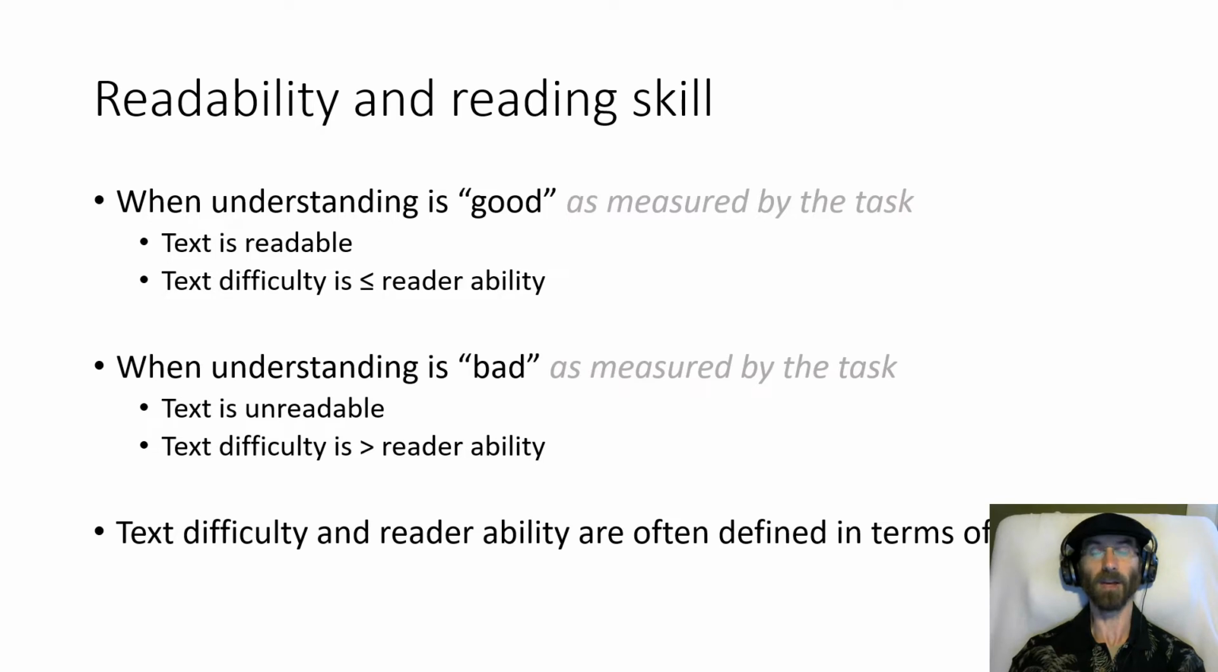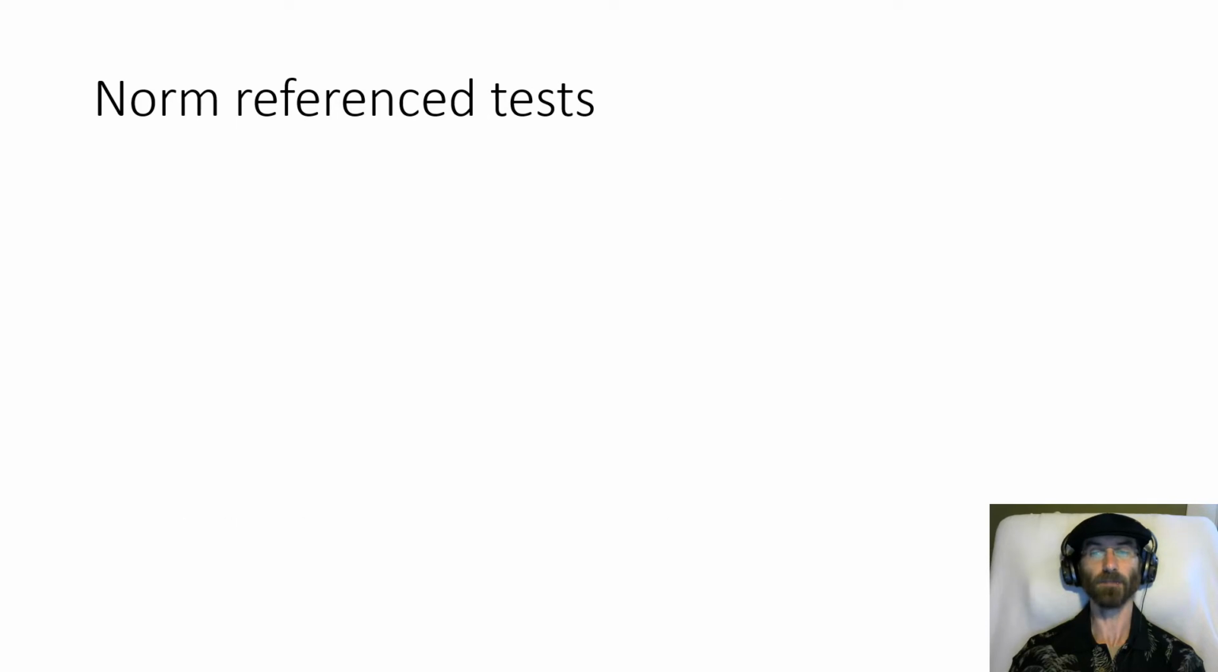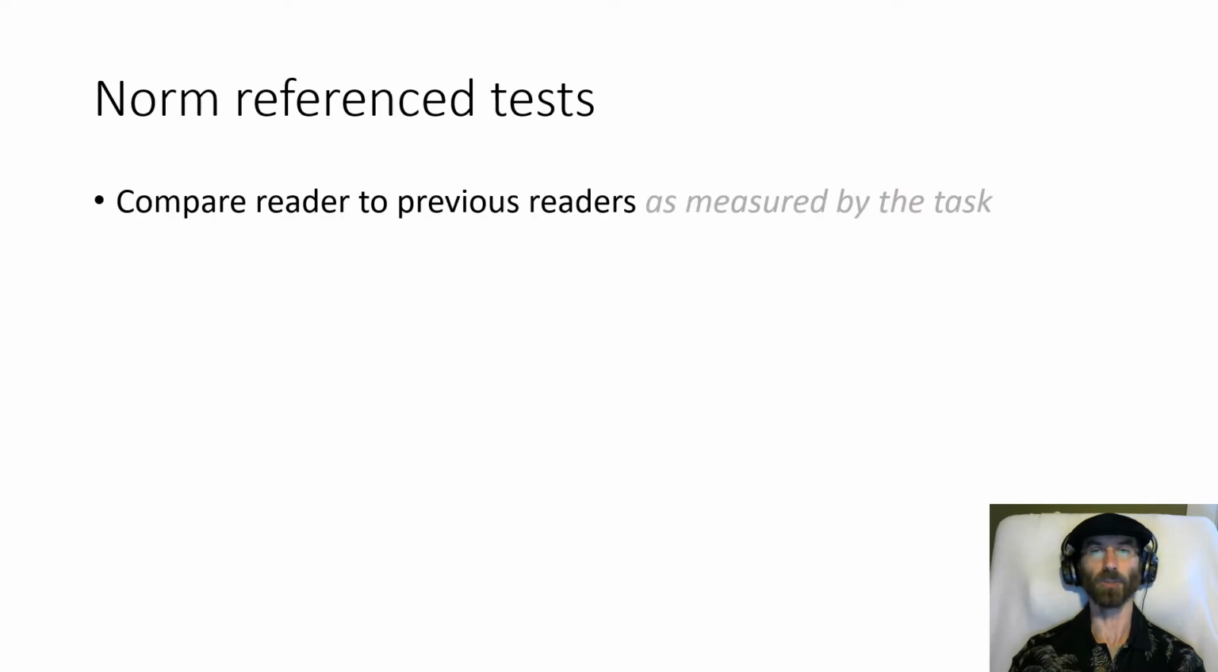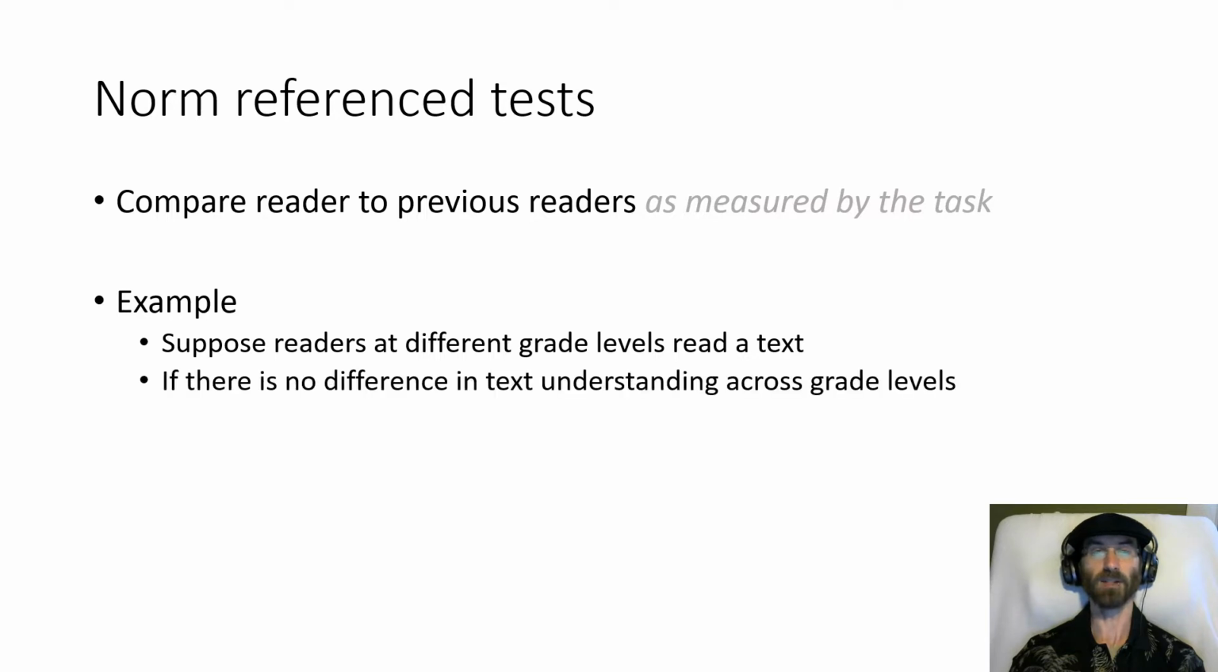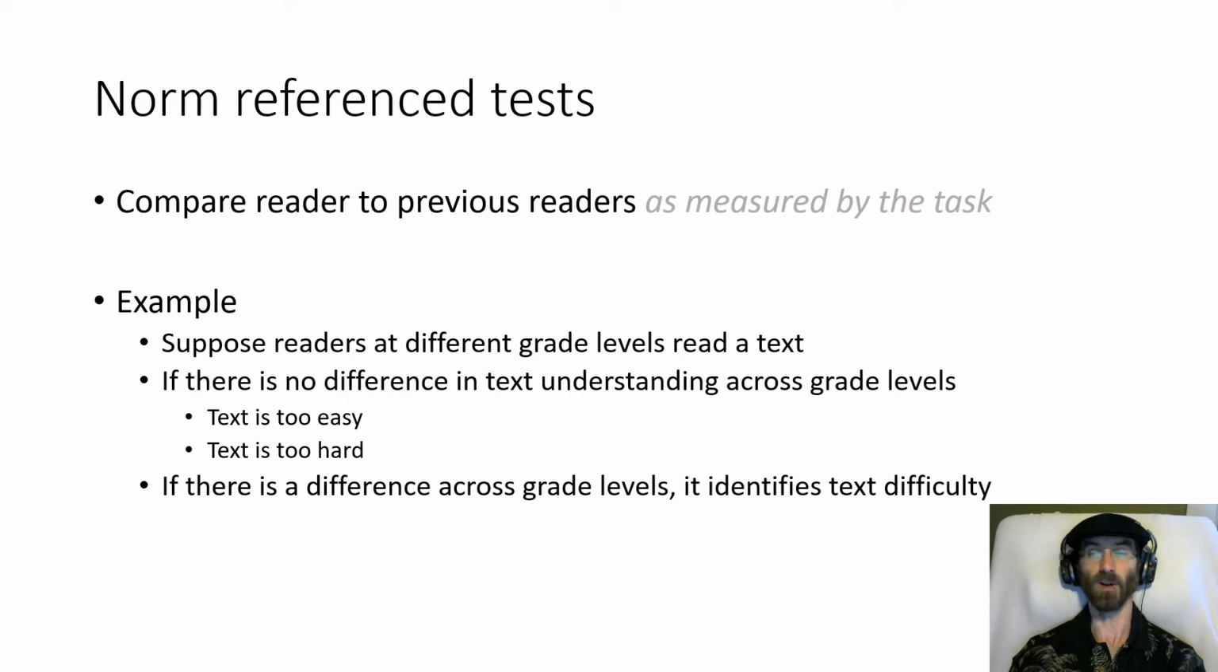This framing of readability and reading skill aligns quite naturally with norm reference tests, which compare a reader to previous readers measured by some task. So for example, suppose we have readers at different grade levels that read a text. If there is no difference in text understanding across the grade levels, then we say that either the text is too easy or the text is too hard. If there's a difference across grade levels, it identifies text difficulty. And you can visualize that with this kind of sweet spot, Goldilocks. It's either too hard or too easy, and what you want is something in between.